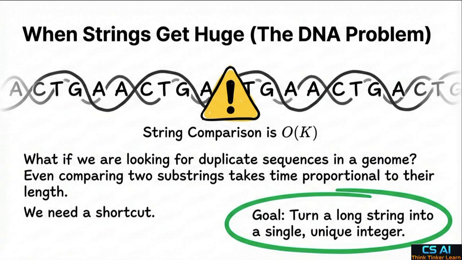We need a shortcut. We need a way to represent a long string of text not as a collection of characters, but as a single unique integer. If we can turn ACTG into, let's say, 5829, comparing two sequences becomes as fast as comparing two numbers. This is where we move from basic hashing into the world of rolling hashes.